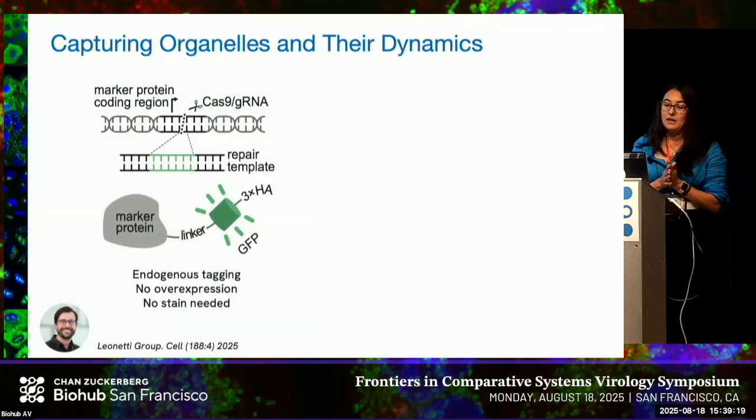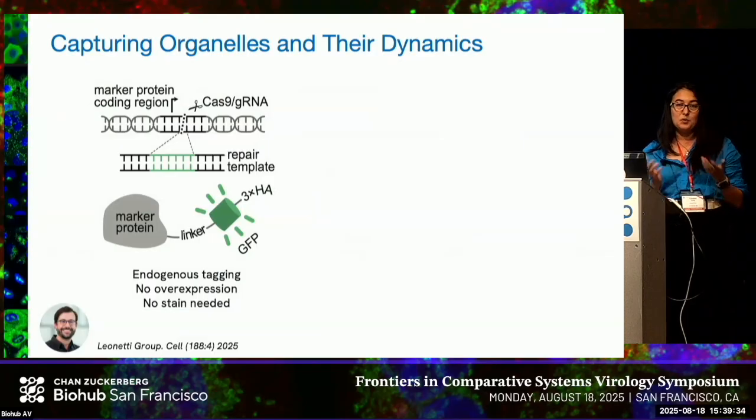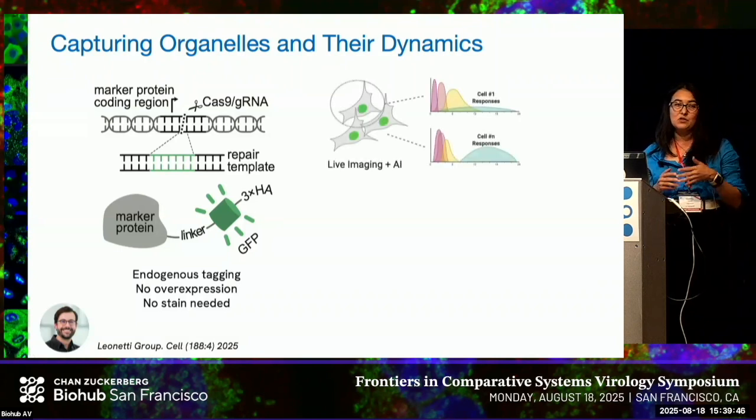But going back to the biological question, how do we capture organelles and their dynamics? Here we're taking a page from Manu Leonetti's playbook. This is a method that they developed a couple of years ago in which we can introduce endogenous tags into proteins of interest. In our case, we're introducing a GFP and HA tag into proteins that are prototypical markers of different subcellular compartments. The introduction of these endogenous tags allows us to track the behaviors of some of these proteins and organelles and subcellular compartments without the need for overexpression or stains that can be short-lived.